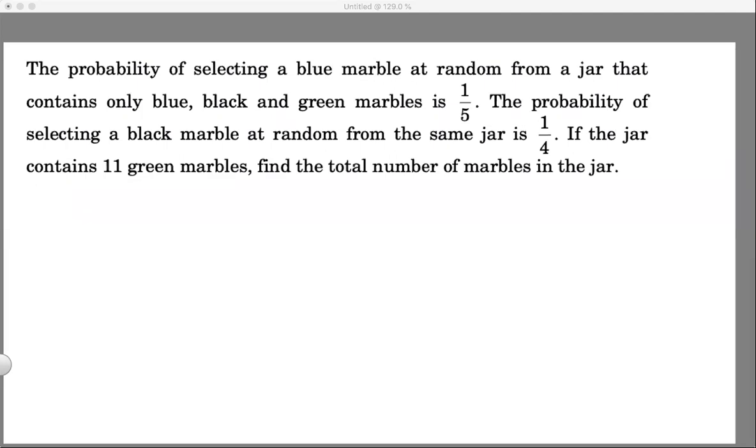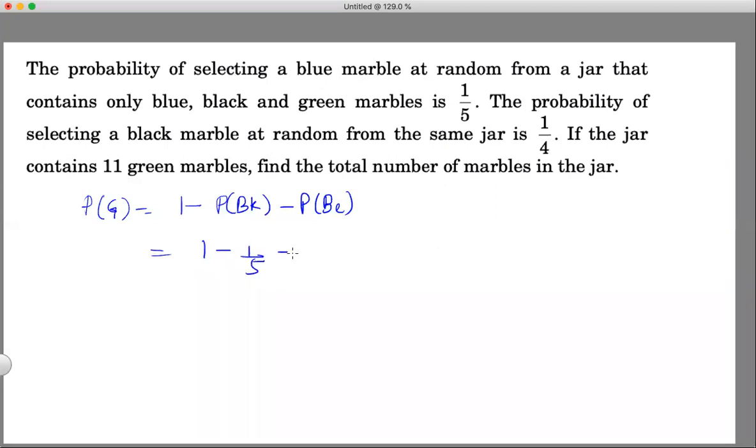So firstly, we will find the probability of green marbles. Okay, so we have probability of green is equal to 1 minus probability of black and blue, right? So which is 1 minus 1 by 5 minus 1 by 4.